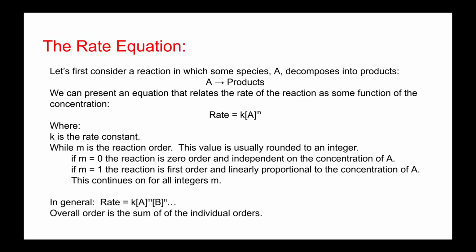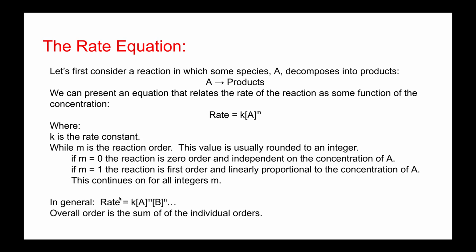Let's quickly review some kinetics. So let's say we had some simple reaction, A going to some products. We can represent this in a simplified rate equation: Rate equals k[A]^m. [A] here is the concentration of our reactant, m is the order of the reaction with respect to the species, k is the rate constant, and the rate is the rate of the reaction.